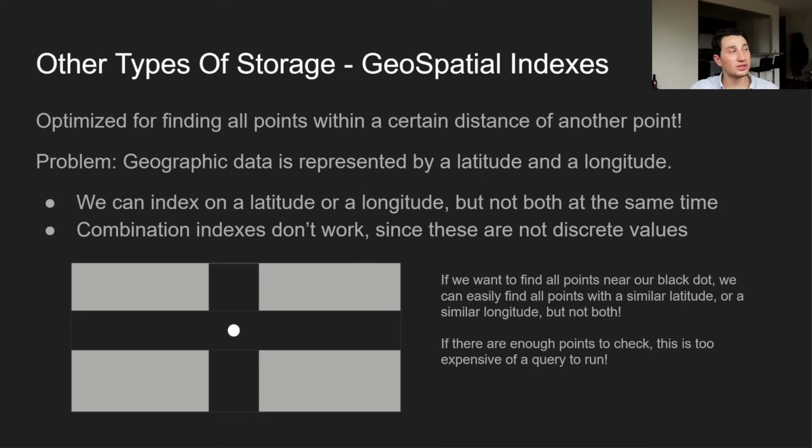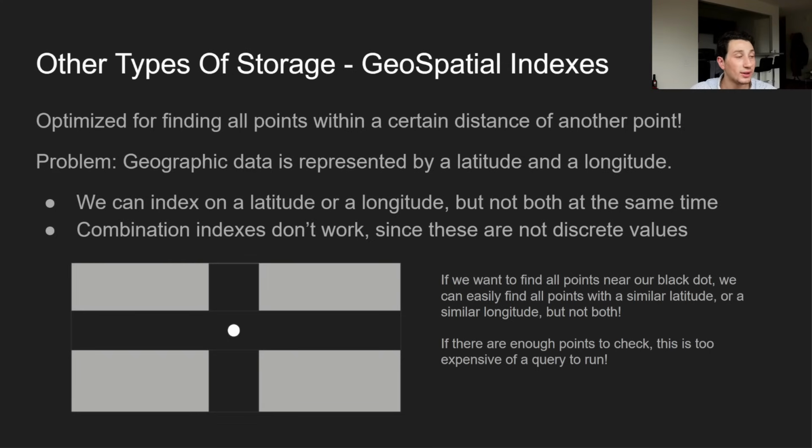Okay, another piece of this to discuss is something known as geospatial indexes. Basically, these are really useful for finding all of the points within a certain distance of another point. Geographic data is represented by a lat-long combo, and because these are two completely distinct fields from one another, there's not really a good way to build a database index that is going to allow me to find all of the points within, say, a circular radius from me. Indexes are really good for finding all latitudes within a certain range or all longitudes within a certain range.